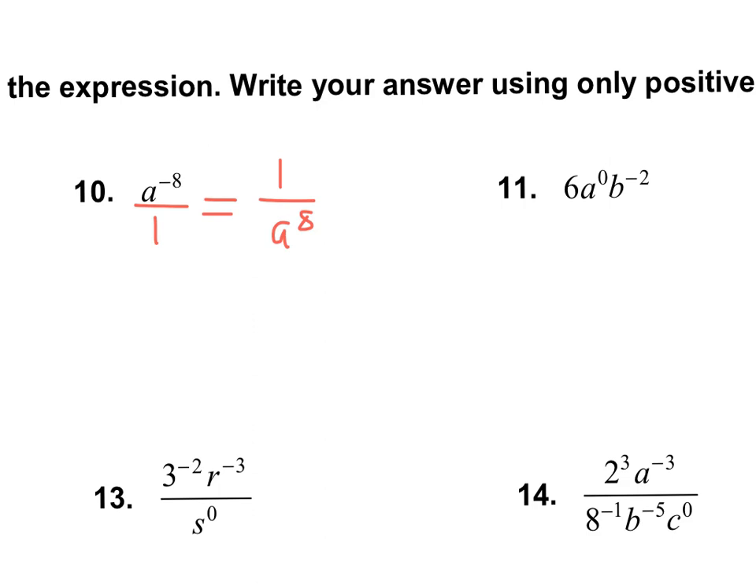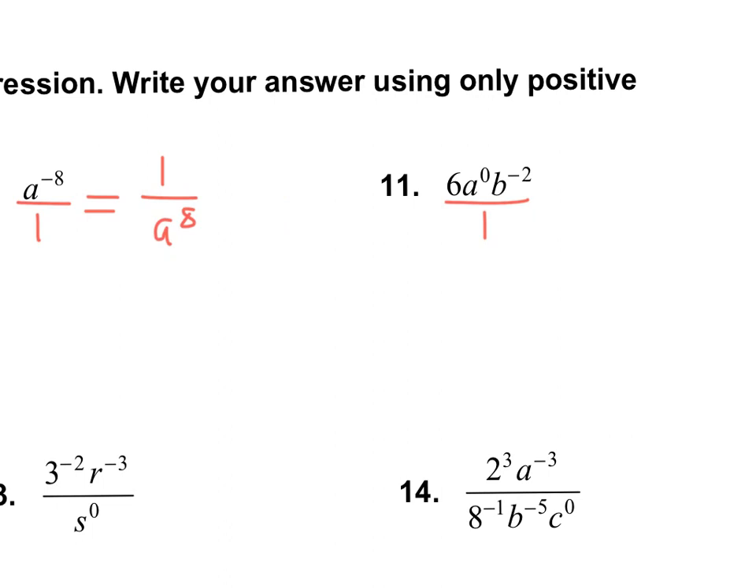On number 11, again, I'm to assume that's all on top. Remember, only the piece with the negative exponent changes. So the 6 does not have an exponent on it. It's going to stay put on top. A to the 0 power, anytime I have anything to the 0 power, it's just going to cancel out because it turns into 1. And then b to the negative 2 that was on top is going to flip down to the bottom as b to the positive 2. And that's how we do that.